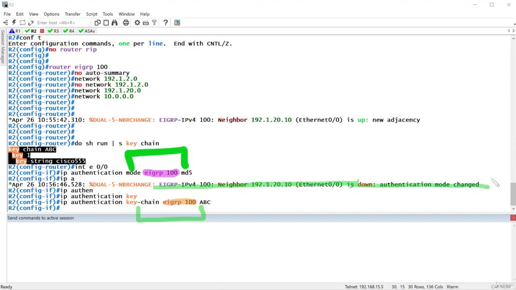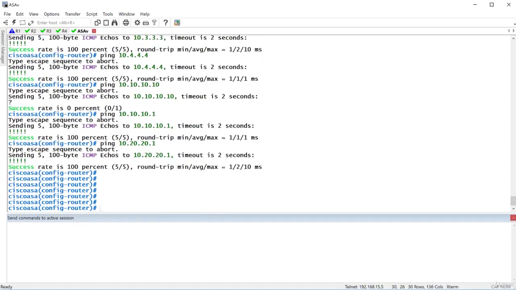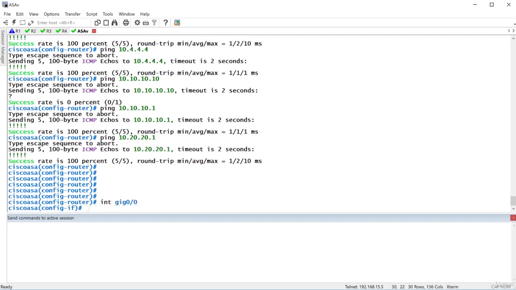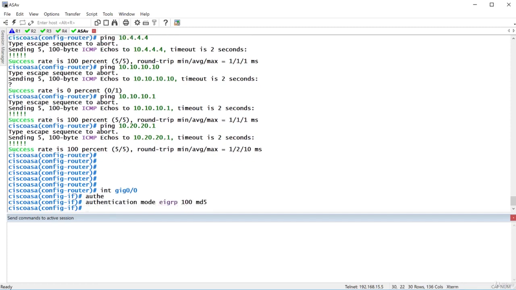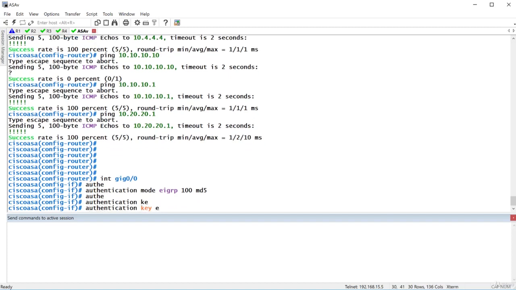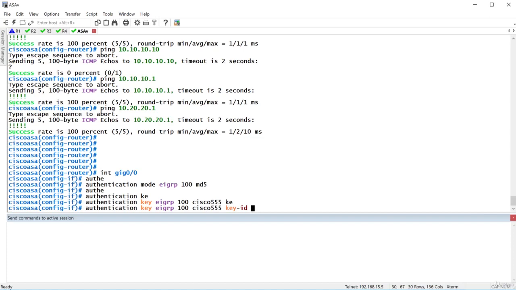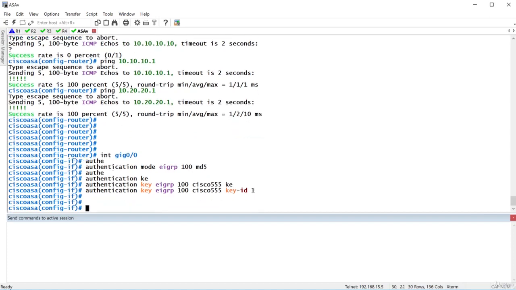Why is it down? Because the other guy is not doing the authentication yet for EIGRP. Let's go ahead and do that on the ASA. How do I do it on the ASA? I'll go to the outside interface. There's no IP in the command because it is only IP based. Say authentication mode for EIGRP 100 is MD5. Authentication key for EIGRP 100 is Cisco 555. Key ID is 1. And this should bring my neighbor relationship up.